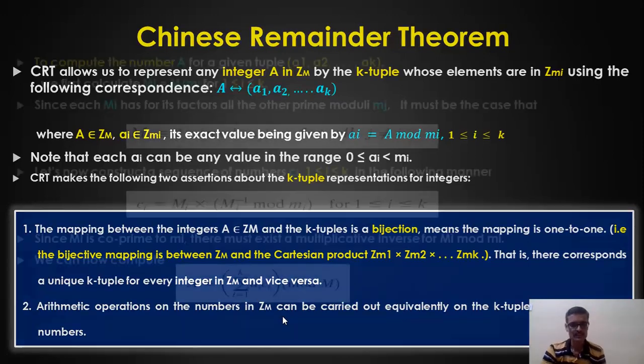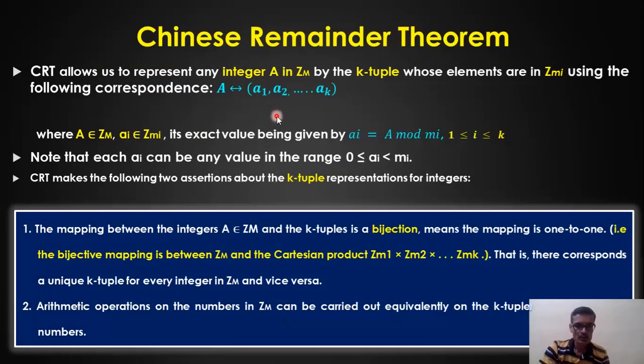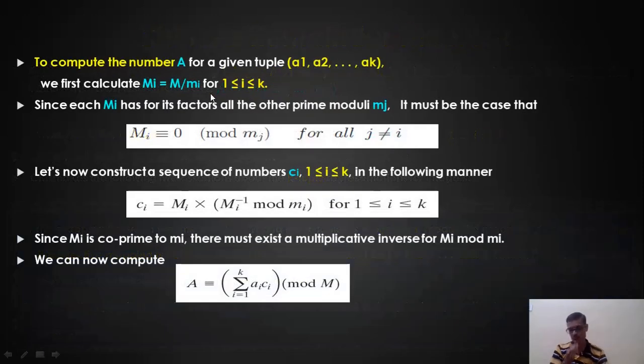Now let us understand this with this equation. Now how to get back? As I told here, by using the k tuple, I can convert that back into the large number. A small k tuple of smaller numbers can be considered and can be converted back into the large number. Now how to do that? I'll tell you now. To compute the number A for the given tuple A1, A2 to AK, what we have to do first is calculate Mi, which is equal to M divided by mi. Okay, so my M in this case is 10 divided by mi. So that's what I have to do.